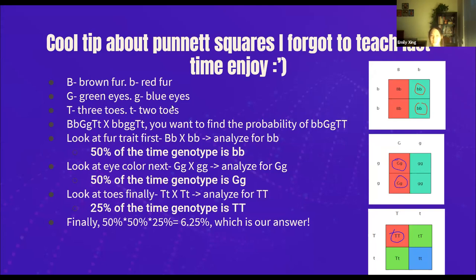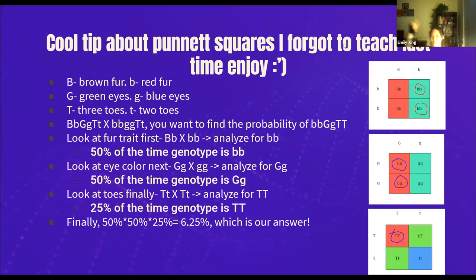you can look at them separately. You can look at the trait for fur color first, and see the individual Punnett square for that. The genotypes for fur color for the two parents are capital B, little b, and then two little b's. So you know that, since you're looking for the two little b genotype in the offspring, 50% of the time it's two little b's.